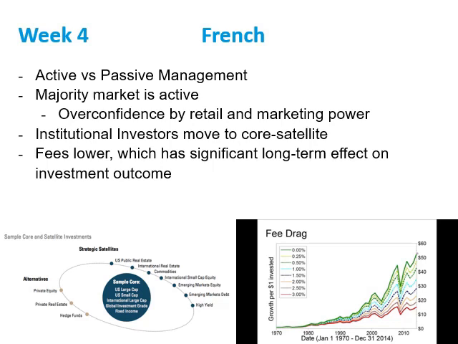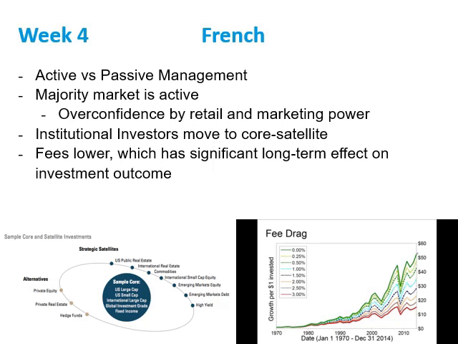If we now look at our institutional investors, which is of course the aim of this course, you'll see that institutional investors are less prone to overconfidence and this marketing power. What they're doing at the moment, and that's something I think it's important for you to realize, is they're moving away from this majority being active. And what they're moving to is something we call core satellite. Now, what is core satellite? I put in a small graph in the bottom left.